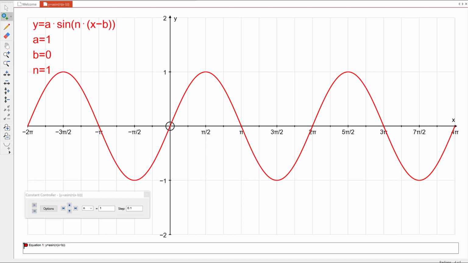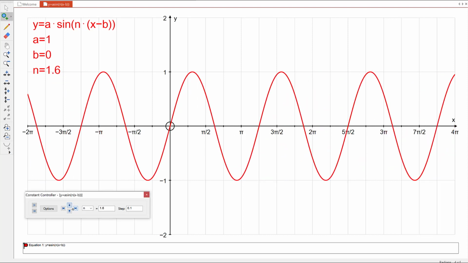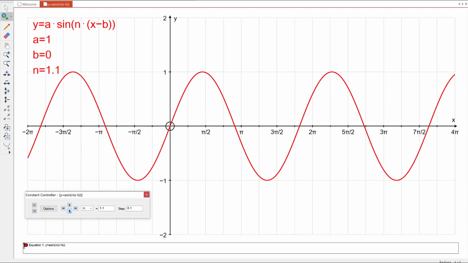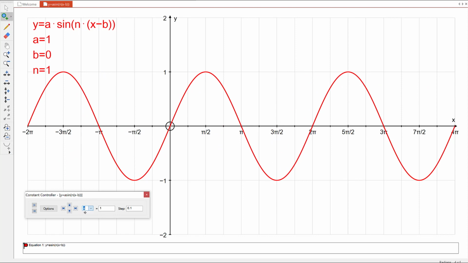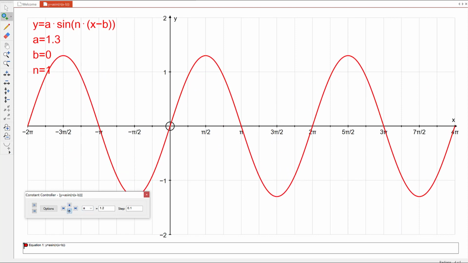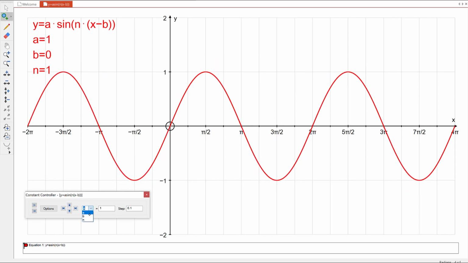So here we've got our graph of y equals a times sine of n times x minus b. Here I can adjust the n value, which is to change the period. I can also adjust the a value, which is to change the amplitude. But what I want to focus on here is adjusting the b value. Now I've set the step size, and unfortunately it's now displayed as a decimal here. The step size means every time I press this little arrow, b is going to increase by that amount.